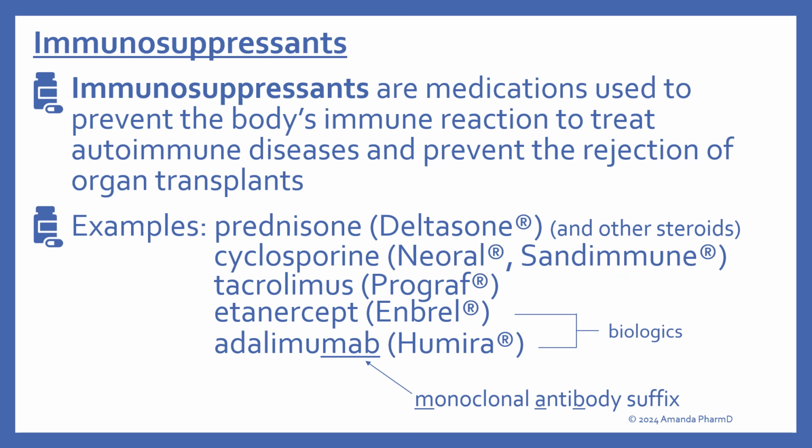Etanercept, brand name is Enbrel. And adalimumab, brand name is Humira. And those last two, Enbrel and Humira, are biologics. And just a little note here on adalimumab, when you see medications with a generic name ending in mab, that stands for a monoclonal antibody. So that's a type of biologic drug.